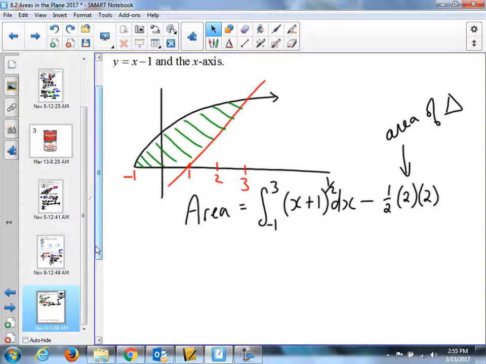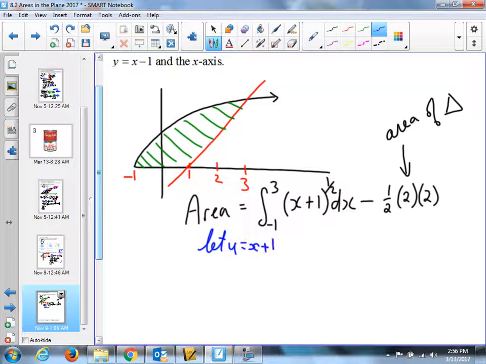Okay, the integral part. Let u equal x plus 1. We'll use some substitution here, okay? You can do this without substitution, but hey, why? So if you let u equal x plus 1, what does du equal?